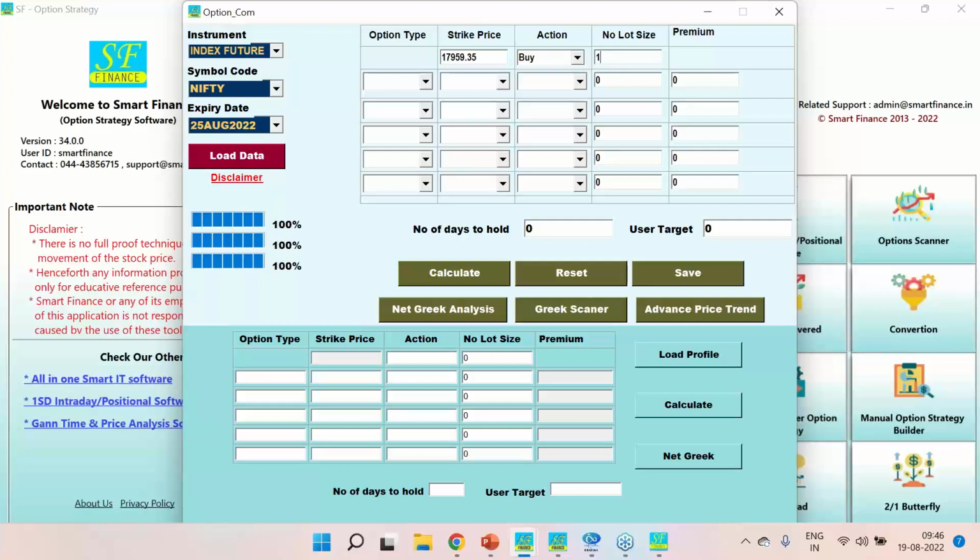Why? Because in the previous session itself, we discussed the covered call strategy with wide leg spread. We formed the strategy, and I will be demonstrating that in the same way here. So last session we have taken one strategy.